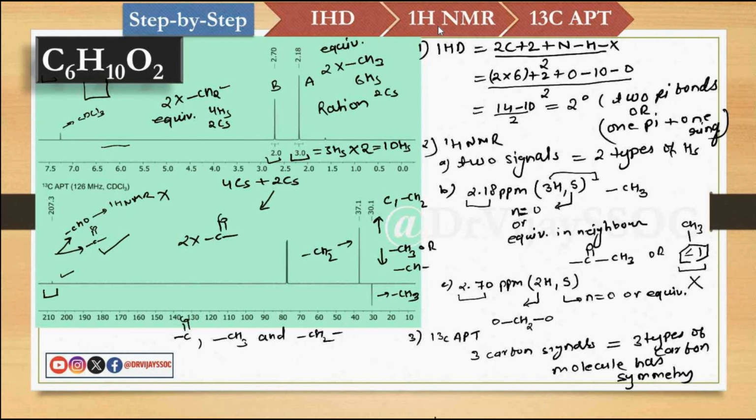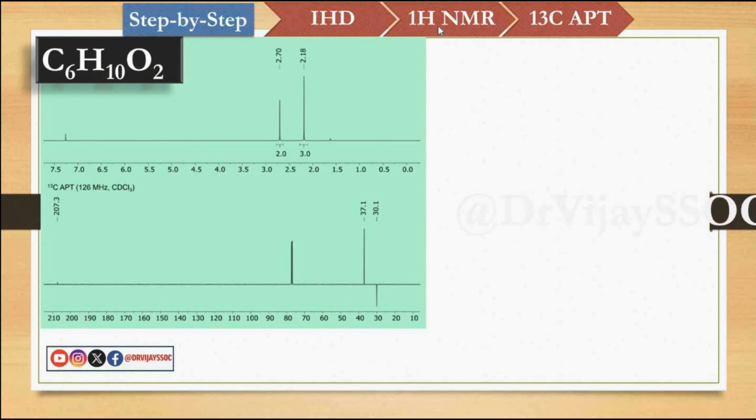Okay, now let's draw all the possibilities. So we understand that there are 2 similar keto groups, so the molecule has a plane of symmetry. So I am thinking maybe the structure could be like this. This CH2 is attached, and then CH3, then CH2, then CH3.